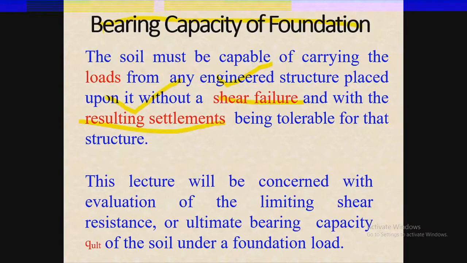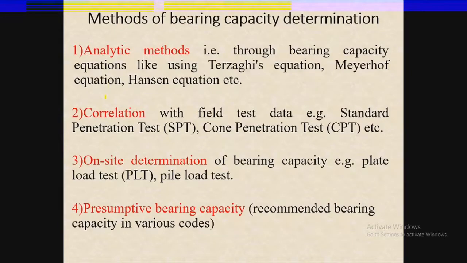Now, what are the different methods available for the determination of the bearing capacity of the soil? We have four methods. The first method includes the determination of the bearing capacity of soil by using different equations like Terzaghi Bearing Capacity Theory, Meyerhof Bearing Capacity Equation, and the Hansen Bearing Capacity Equation.